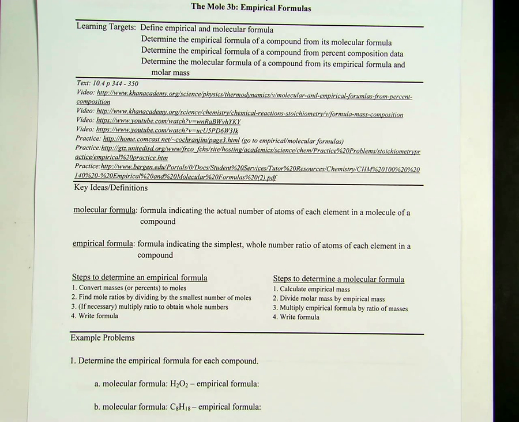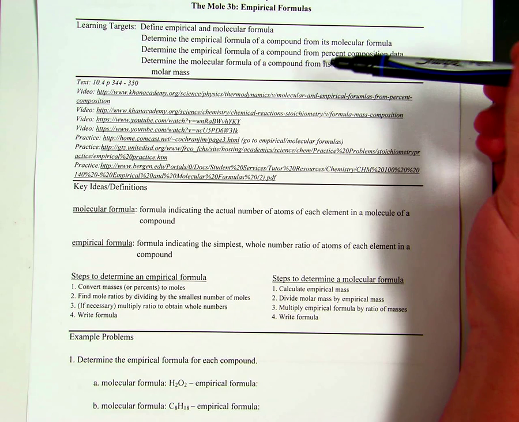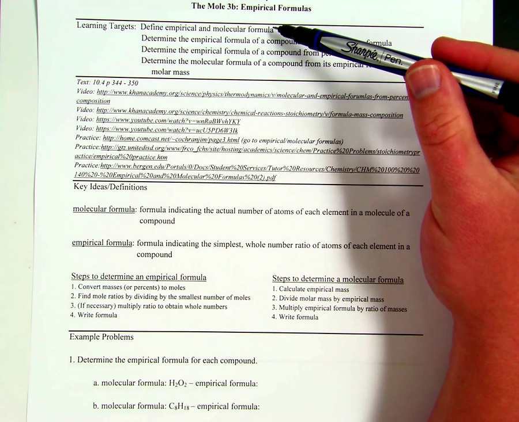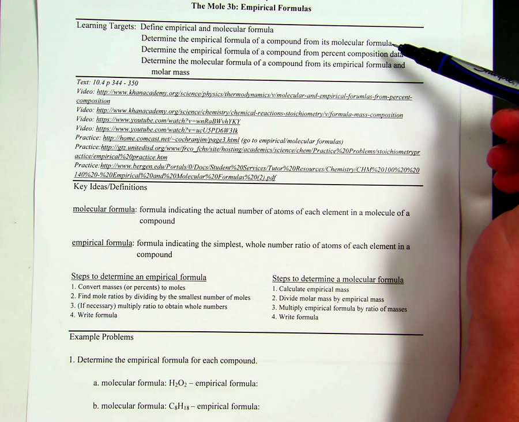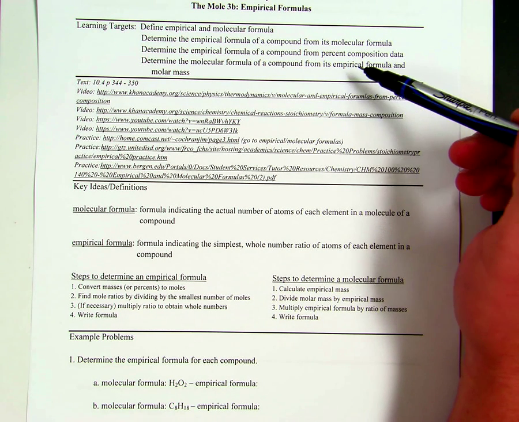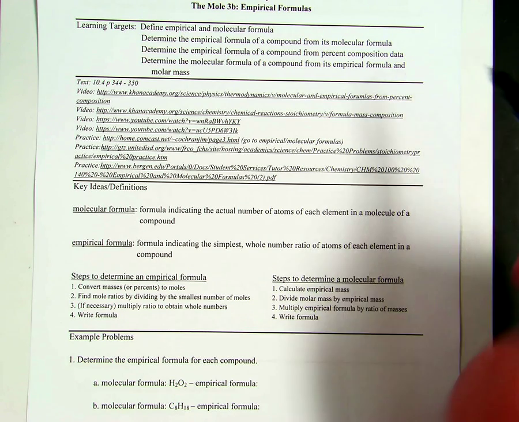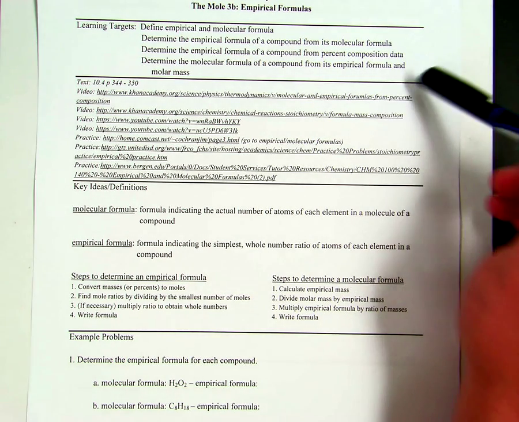The second part of video 3 in our mole unit is on empirical formulas. You can see there are 4 different learning targets here. We want to define empirical and molecular formula, determine the empirical formula of a compound from its molecular formula, determine the empirical formula of a compound from percent composition data, and finally determine the molecular formula of a compound from its empirical formula and molar mass. So we'll hit each of these learning targets in this video.